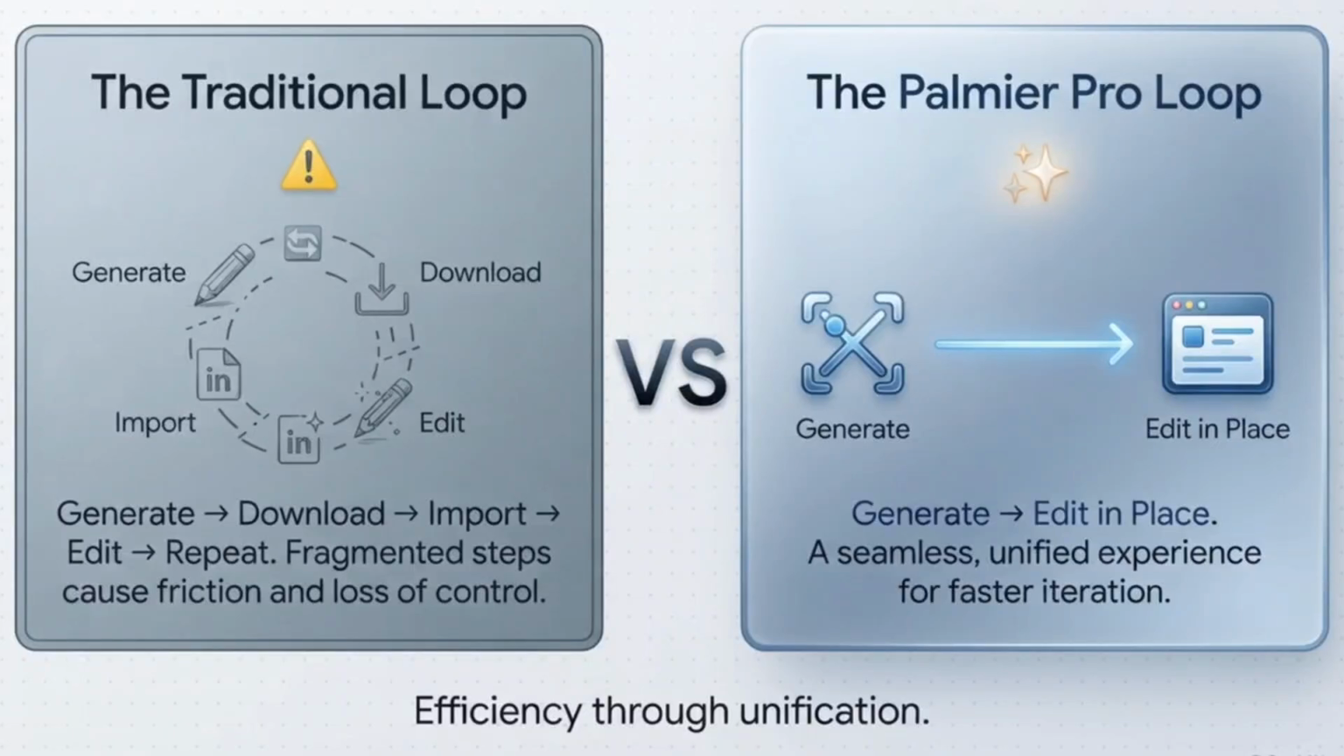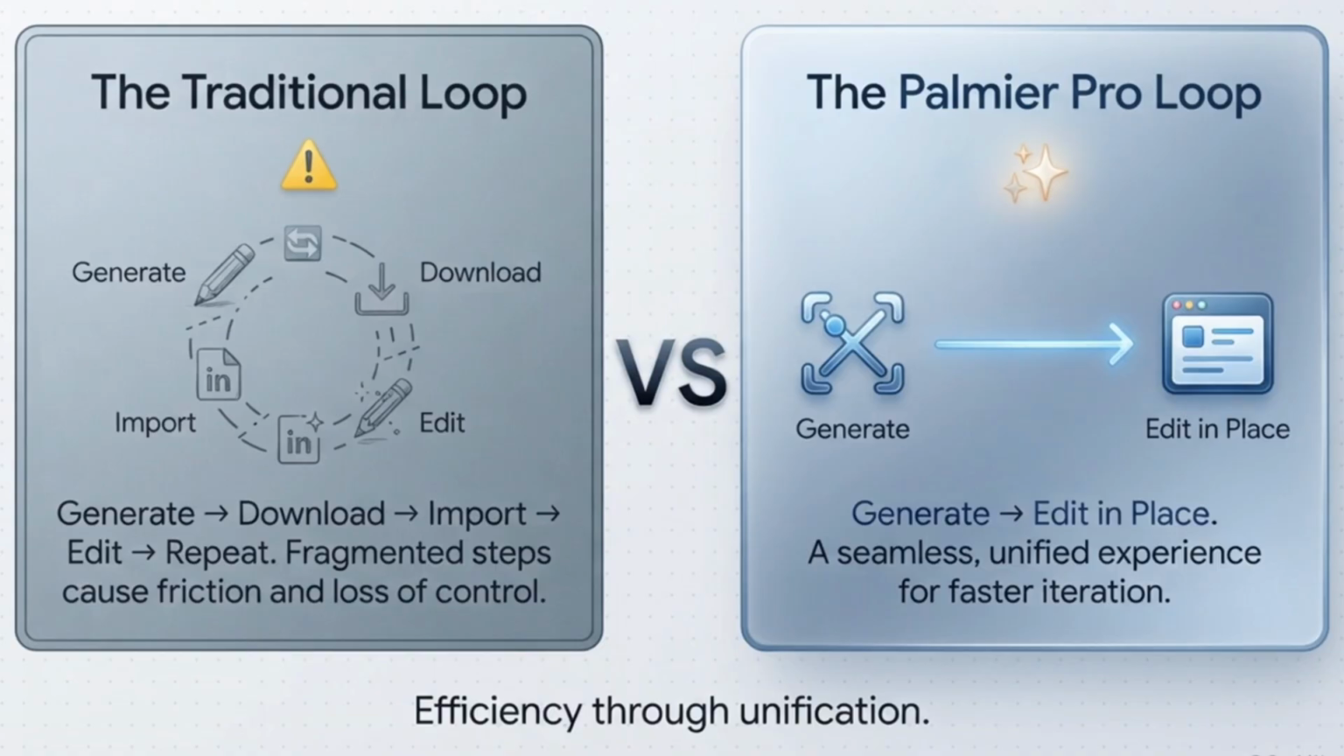If you make videos, you know this exact pain. In the old legacy workflow, you generate a clip on some web platform, wait to download a massive file, import it, realize the pacing is completely off, and do the whole maddening cycle all over again. But the new Palmier loop eliminates that entirely.